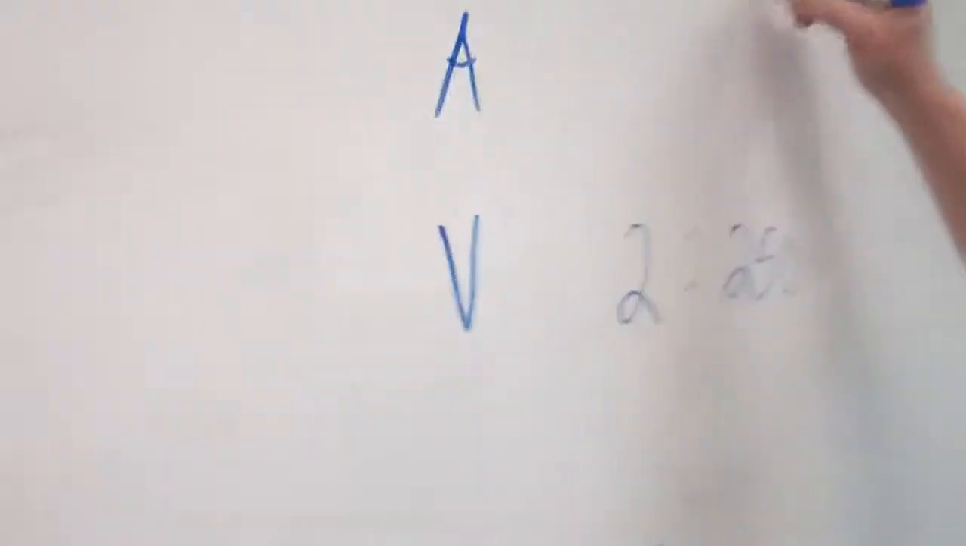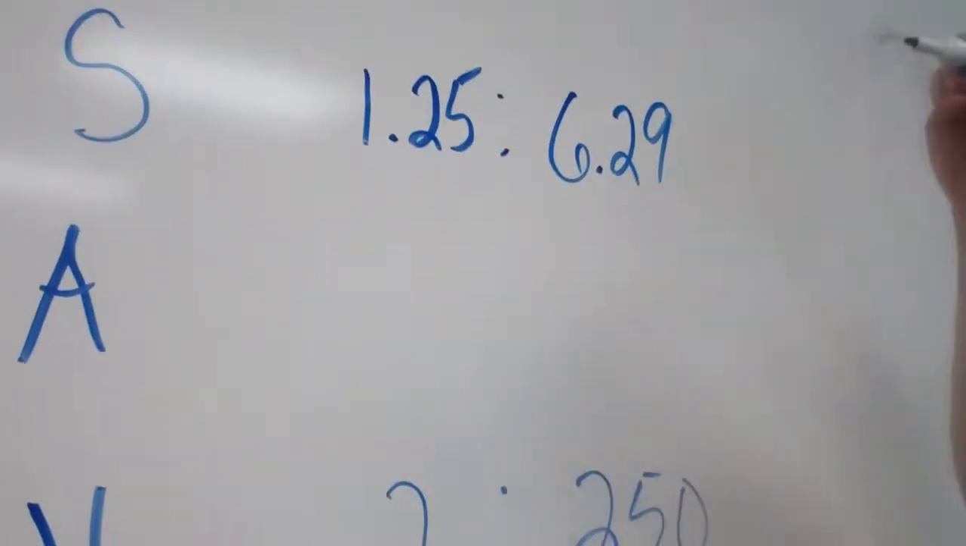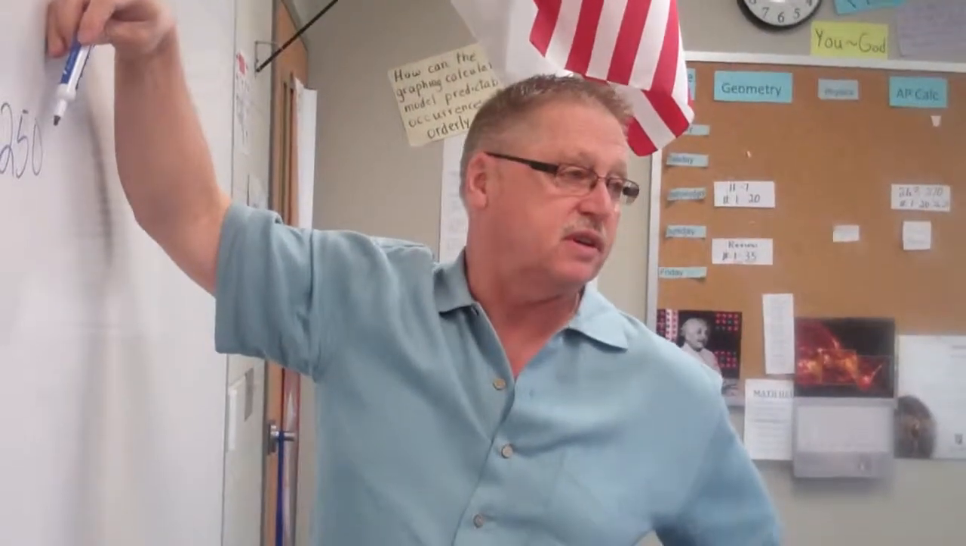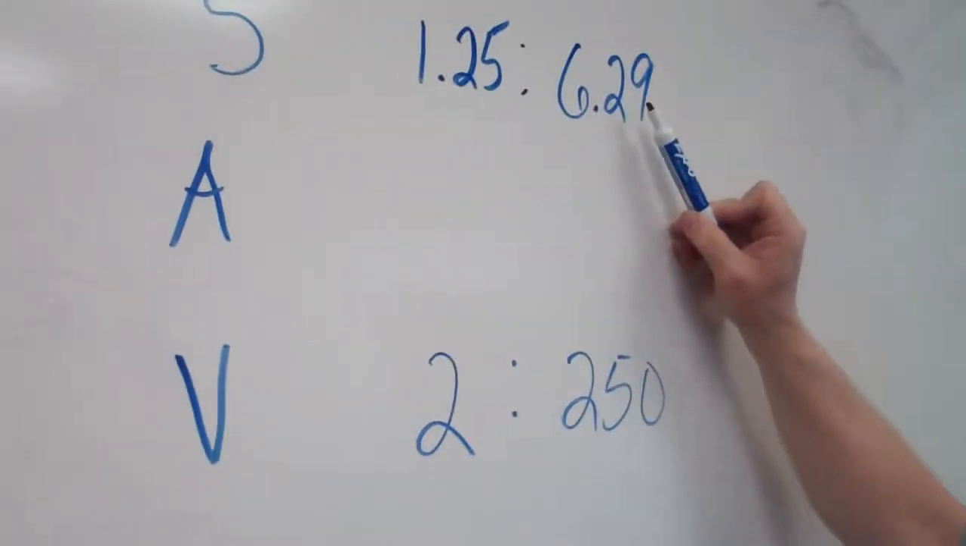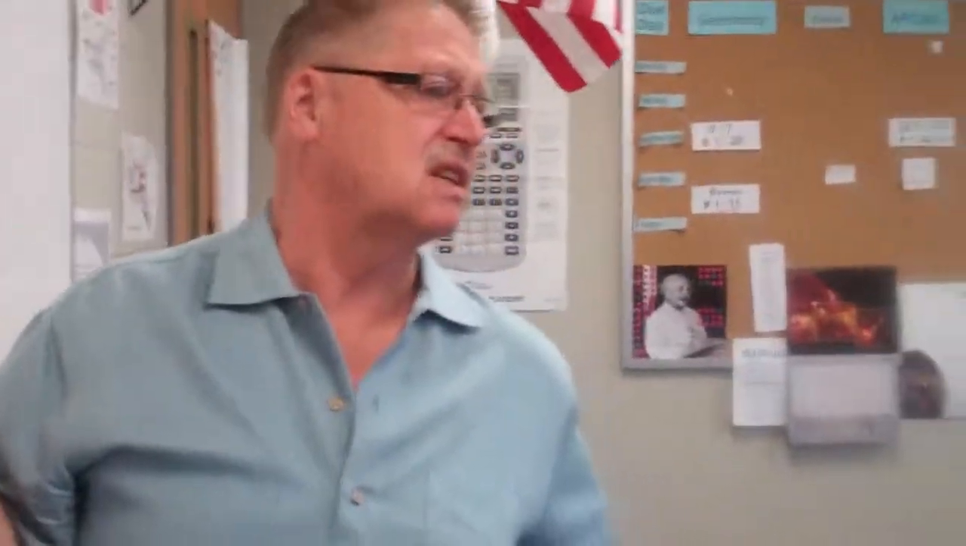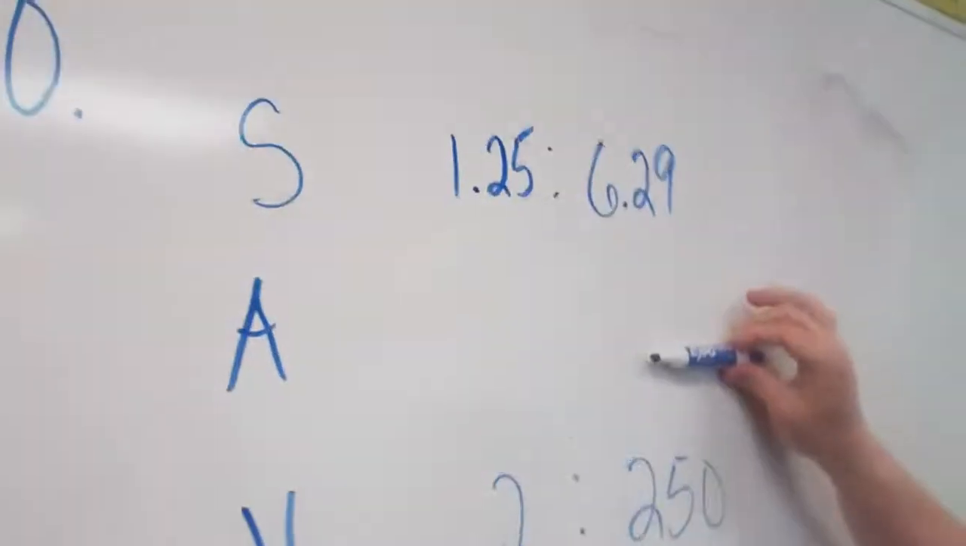Logan, can you do that with a 250? 6.29. So what I'm saying here, Riley, is that if your volumes are in the ratio of 2 to 250, then your scale is 1.25 to 6.29. Now, I'm guessing they asked about areas. Well, we're going to have to bump this up from scale to area level. You got to square it then.